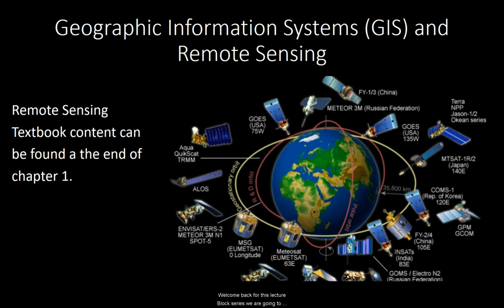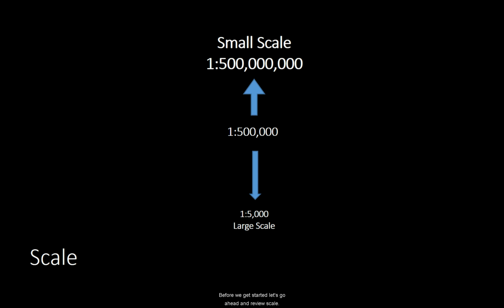Welcome back. For this lecture block series, we are going to be talking about Geographic Information System, known as GIS, and remote sensing. So the content for remote sensing and GIS can be found in the back of Chapter 1 of your textbook. Before we get started, let's go ahead and review scale.